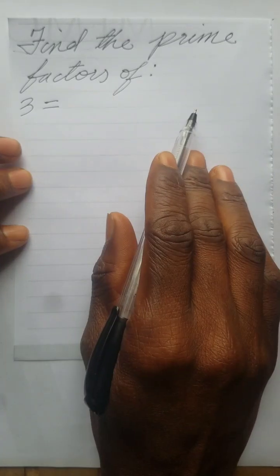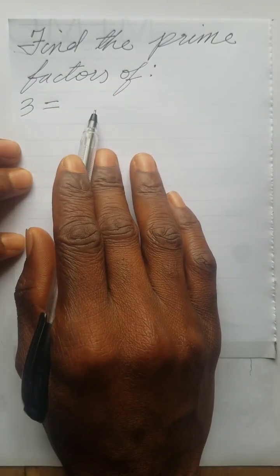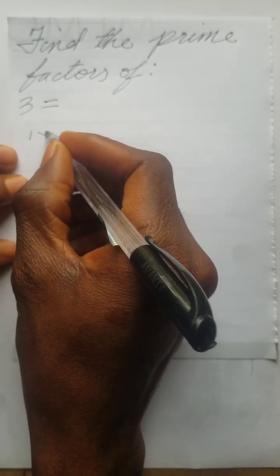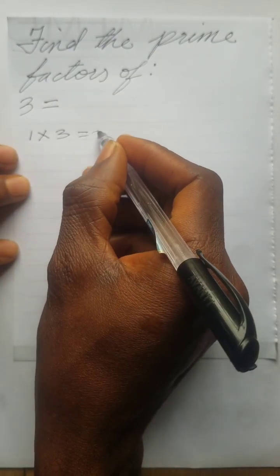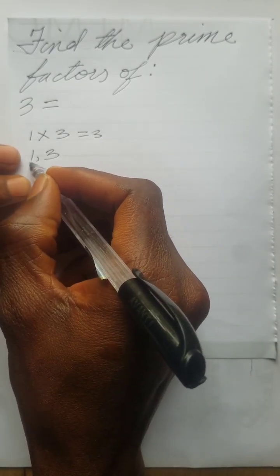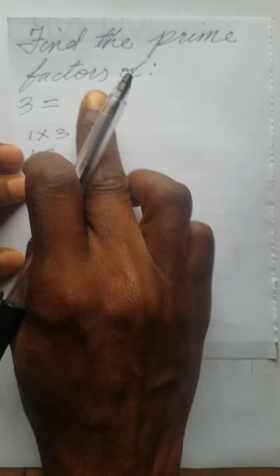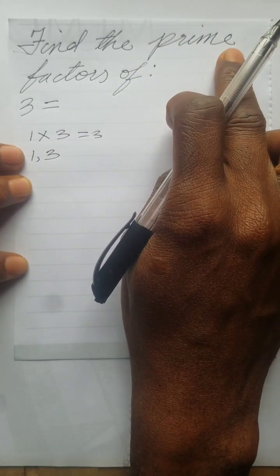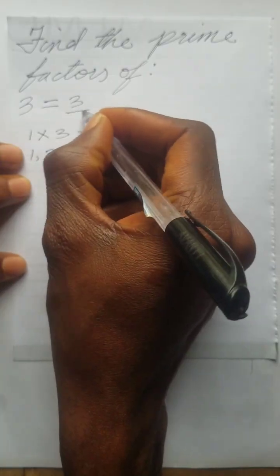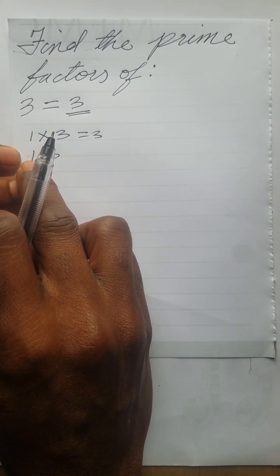So a simple question could be, find the prime factors of 3. And then you would do 1 times 3 gives 3, giving you 1 and 3 as factors of 3, and that is absolutely correct. But in this case, we are only looking for prime factors. So the only prime factor of 3 is 3, not 1, because 1 is not a prime number.